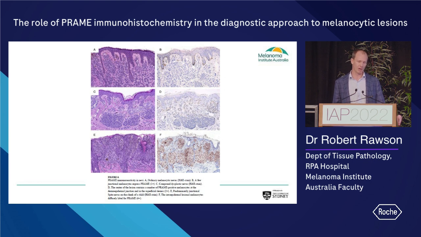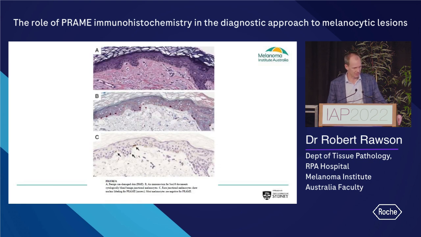The top is just a benign nevus, which showed some 1+ staining, occasional cells staining positive in the junctional or superficial dermal component. The second panel there is a dysplastic nevus with 1 to 2+ staining, and the bottom panel was that one Spitz nevus which showed diffuse staining. And this is just the sun-exposed skin. The top panel, obviously, the H&E, the middle panel, the SOX10, and the bottom panel, the PRAME.